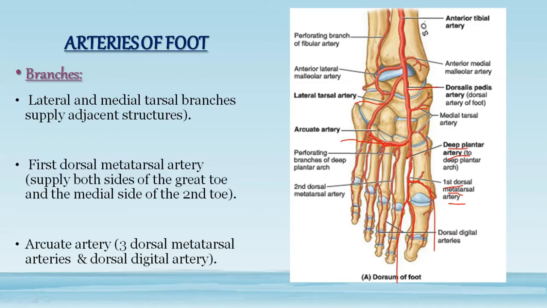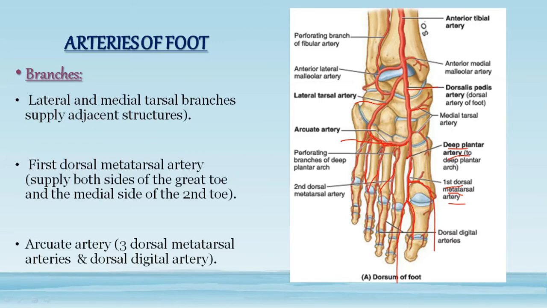The big toe and the medial side of the second toe are supplied by the first dorsal metatarsal artery. Now the remaining digits are supplied by the arcuate artery. This arcuate artery further gives rise to two types of branches. The first are three dorsal metatarsal arteries. This is first, second, third.